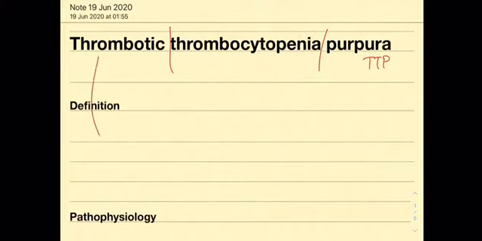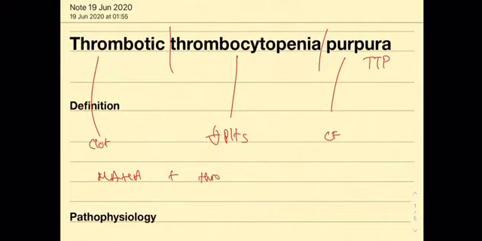Thrombotic means clot. So there is a platelet microthrombi which is being formed. Thrombocytopenia, as we've previously mentioned, means low platelets, and purpura is one of the clinical features of this, which means skin bleeding. TTP is a clinical syndrome characterized by microangiopathic hemolytic anemia and thrombocytopenia.